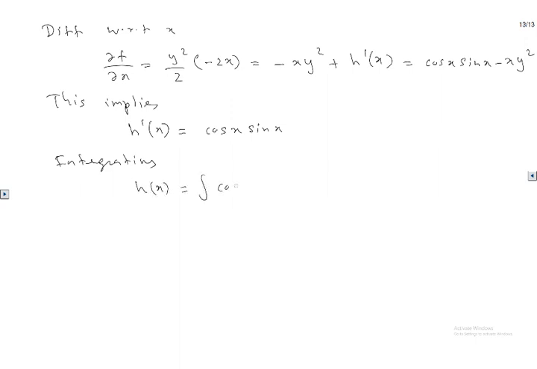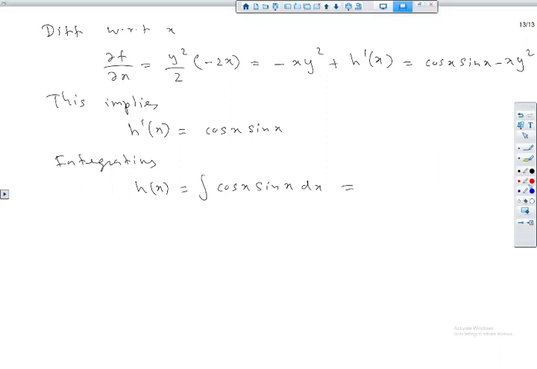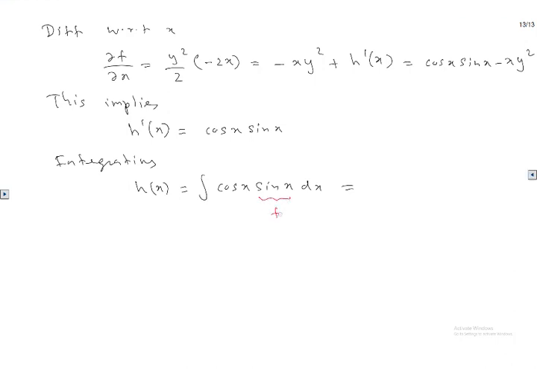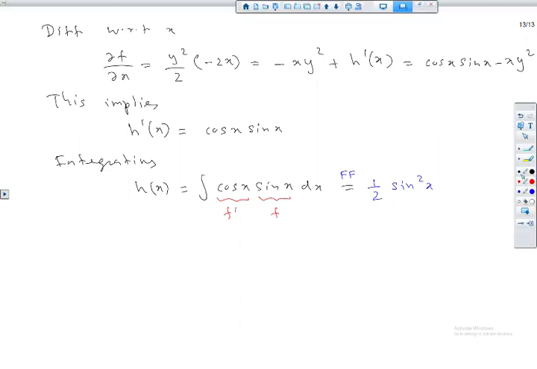So you're going to integrate cosine x sine x dx. Actually this is an easy integral, because if you consider this as the function, you can see that this is the derivative of the function. So that means we can use the power rule. This we discussed in the four formulas, that's why I write FF for formula. This is simply 1/2 sine squared x. We don't add the C here. Okay, good. So you found the function.